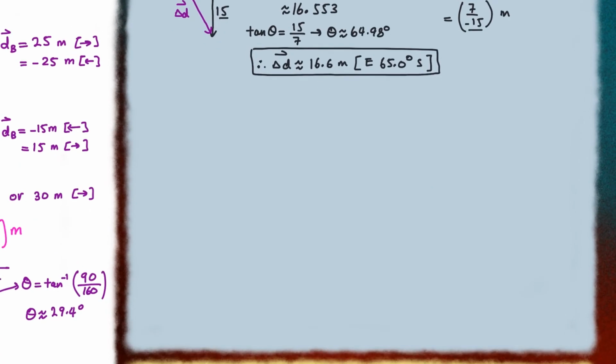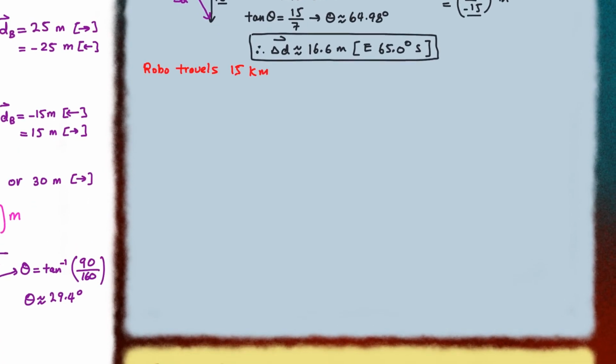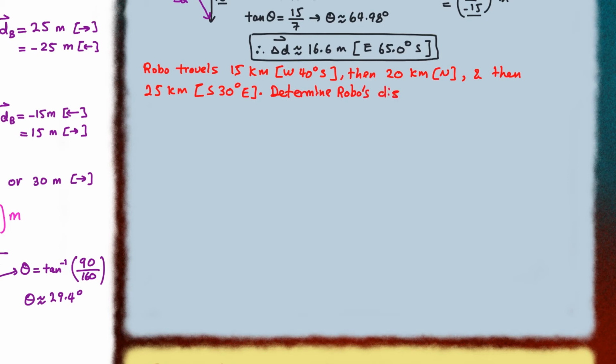For our next question, we have Robo who travels 15 kilometers west, 40 degrees towards south, then 20 kilometers north, and then 25 kilometers south, 30 degrees towards east. And we want to determine Robo's displacement. In this question, because we don't have the initial and final position, we have to use the displacements instead. So the total displacement is the sum of all of the individual displacements.